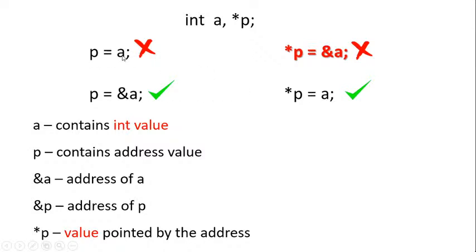Whereas here, though it looks similar, I'm just copying the value of A to P, which will not work out for me. Similarly here, the address of A I'm copying to value at P, so that also will not work out for me.